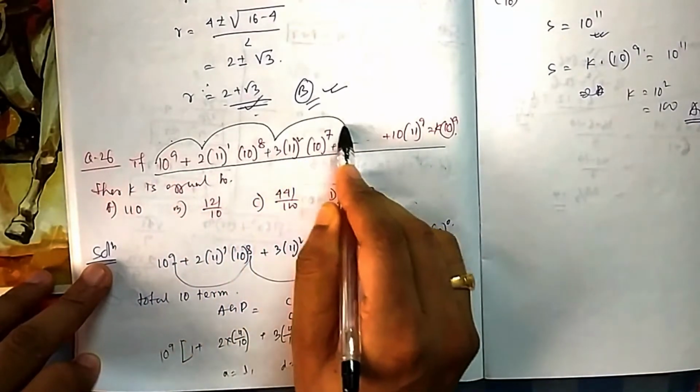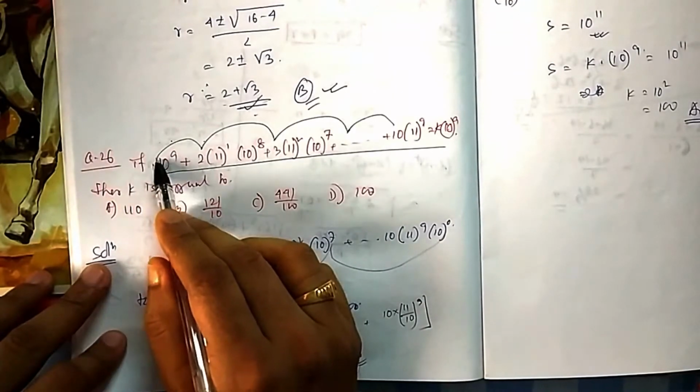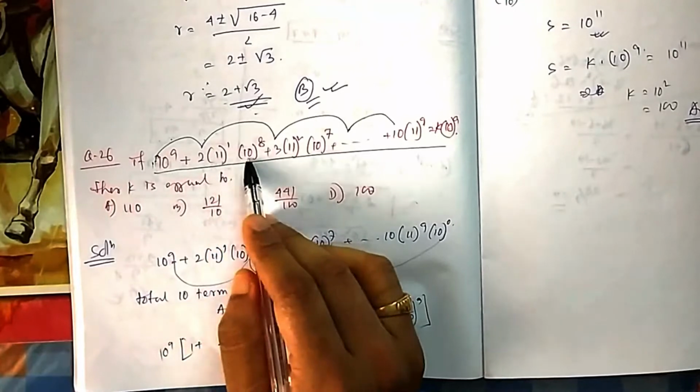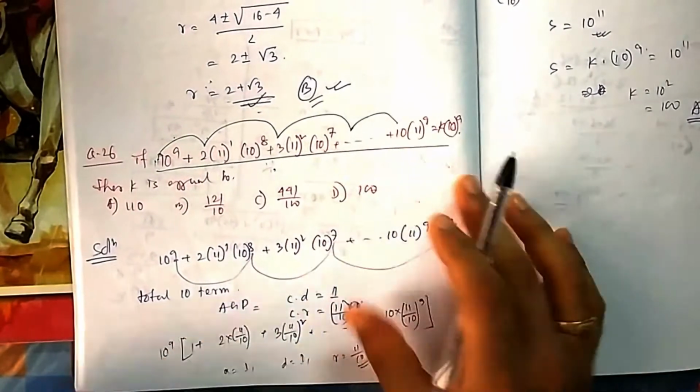Now if you see this series, you can easily see it is in AGP. 1, 2, 3, 4 is increasing. And if you consider 11 to the power 0, so 11 into 10, you can consider: 11 is increasing, 10 is decreasing. So 11 by 10 you are multiplying each time. So it is an AGP straightforward.